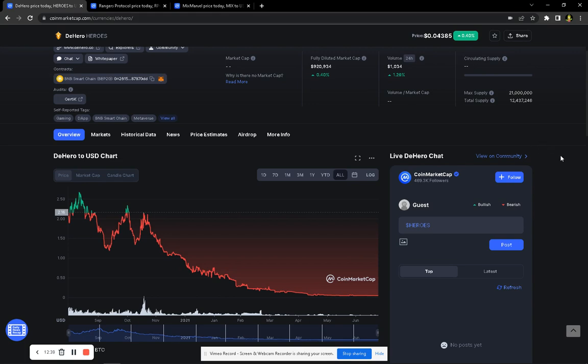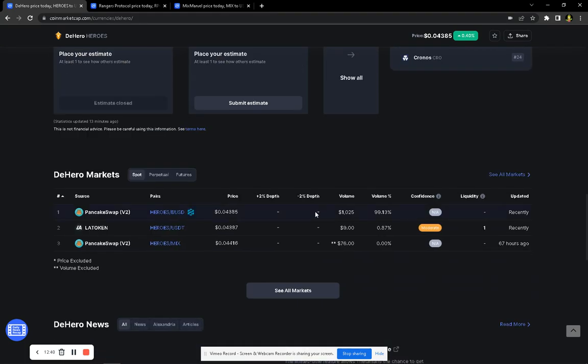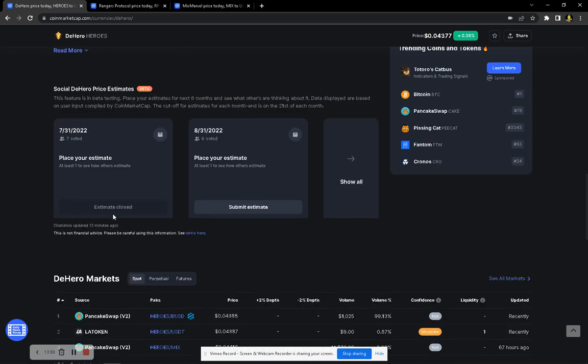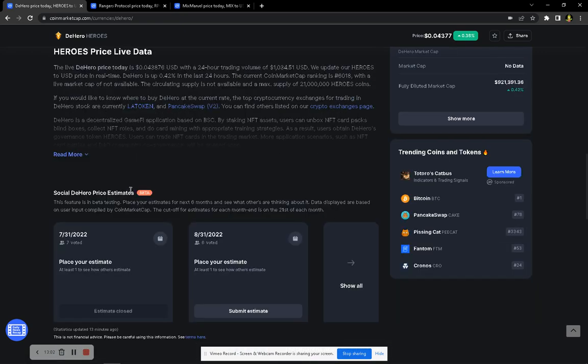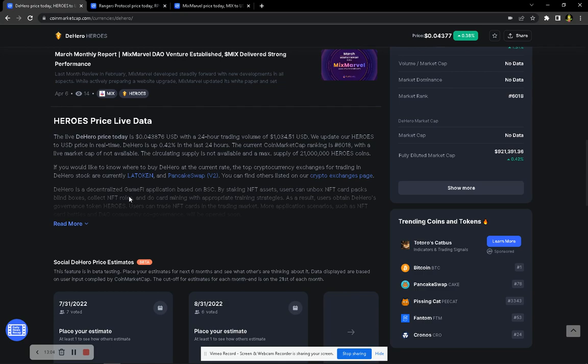Same thing with Dehero. This just shows you, look at, there's only three different DEXs, there's one centralized exchange and then there's two DEXs that are essentially the same one. It's just two different pairs. But it just shows you how early it is and how in the infant stages these projects are and where they could potentially go. All they need is some marketing and some investors.